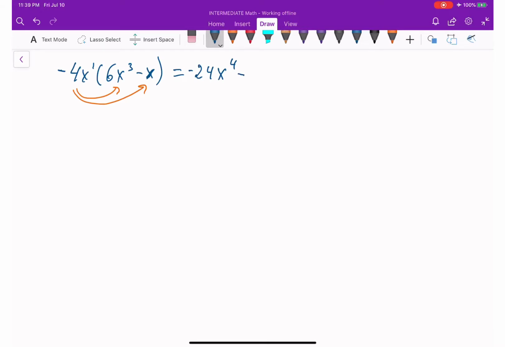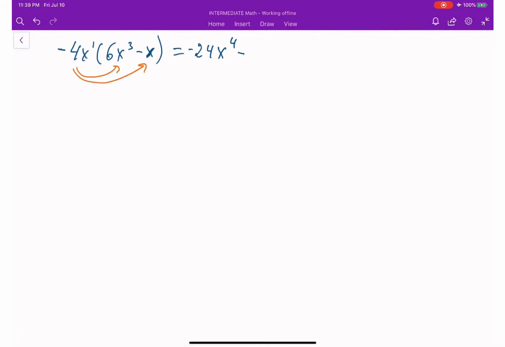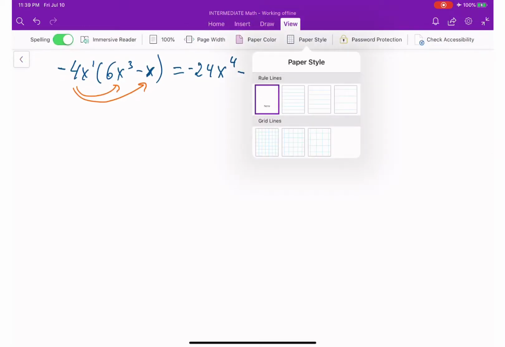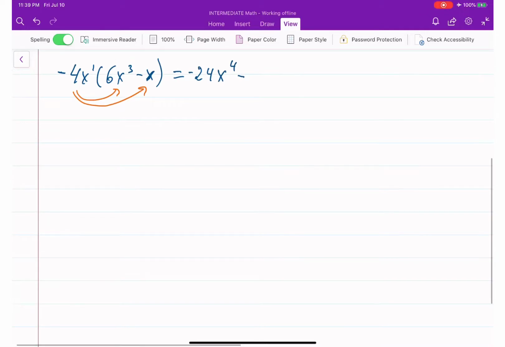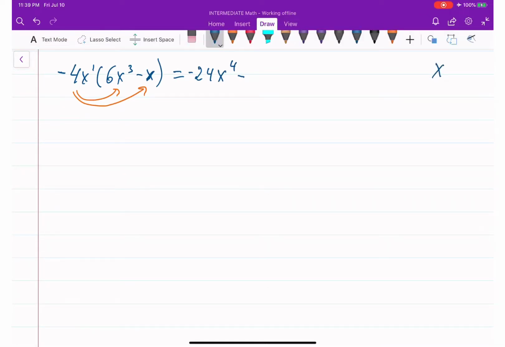When we say x, we mean coefficient 1, degree 1. So when we say minus x, it's going to be negative 1 times negative 4. It's going to be positive 4, right? And x to power 1 times x to power 1 will get x to power 2. Okay. Next one.